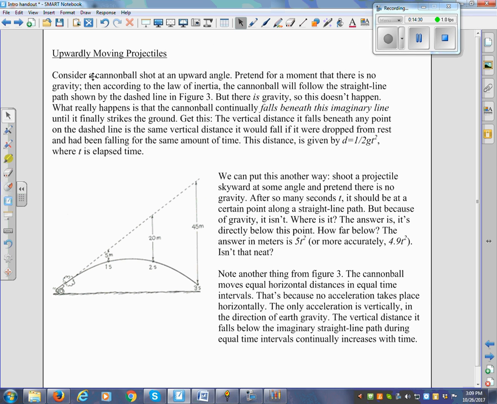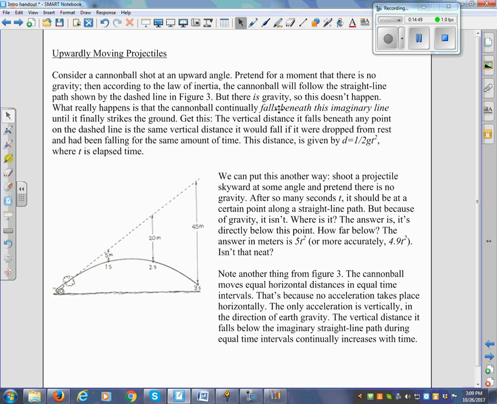Okay, so upwardly moving projectiles. Consider a cannonball shot at an upward angle. Pretend for a moment that there is no gravity. Then, according to the law of inertia, the cannonball will follow the straight line path shown by the dashed line in Figure 3. So if you fired it with no gravity, it would just continue in a straight line. But there is gravity, so this doesn't happen.